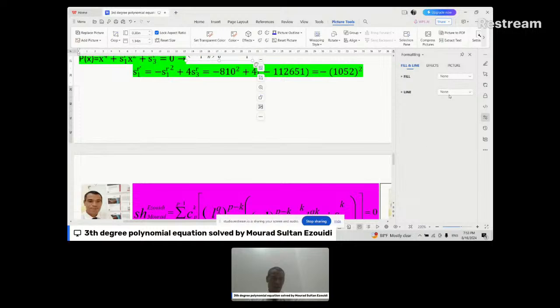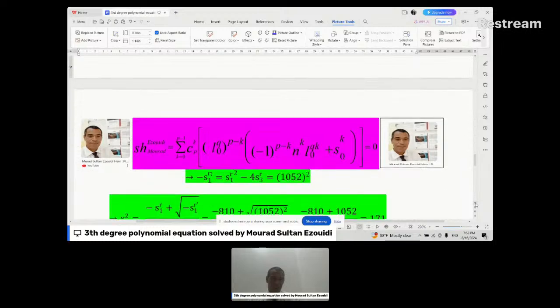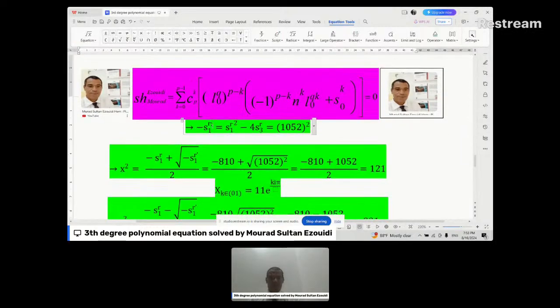It's very important. This one, I will close this one, learners, so that you can see the whole page. Okay, so learners, therefore, negative S1 of the R dash, Mr. Mourad, don't forget. Okay, equal S1 of the R squared minus 4 times S3. This is the discriminant formula I already worked with. But in fact, you should write it as negative, okay, which is positive 1052 squared. Now, learners, this is x square equal negative S1 of the R plus root of negative S1 R dash divided by 2.